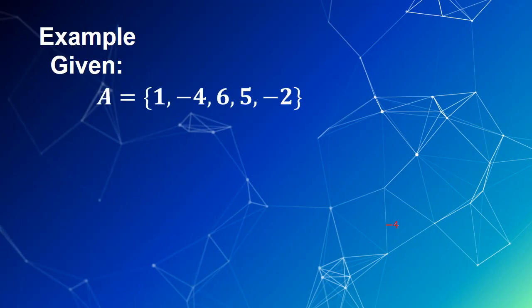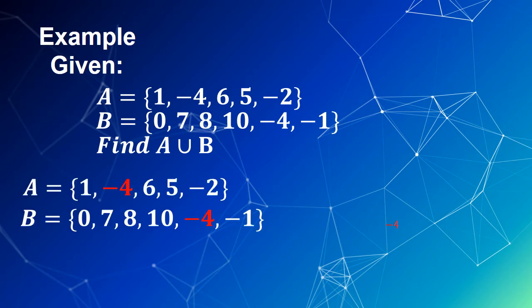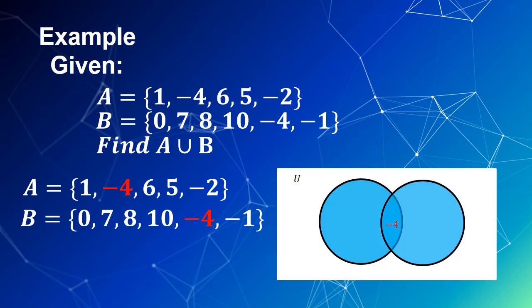Example, let's say we have the given set A. We have the elements 1, negative 4, 6, 5, and negative 2. And we have set B, with elements 0, 7, 8, 10, negative 4, and negative 1. To find A union B, or the union of A and B, you're just going to write the elements present in both sets A and B, and you're going to highlight elements that are common. Then after that, write all the elements present in the given sets.